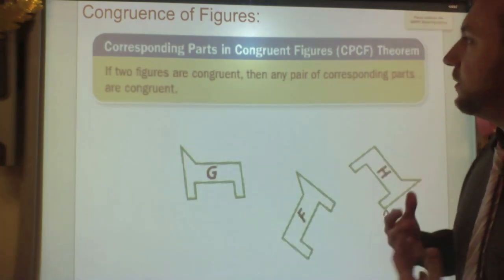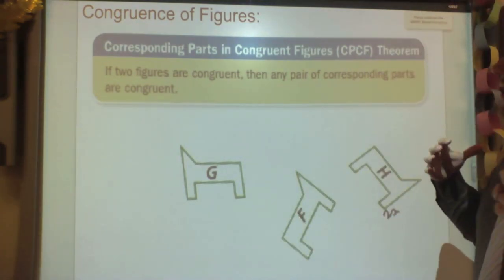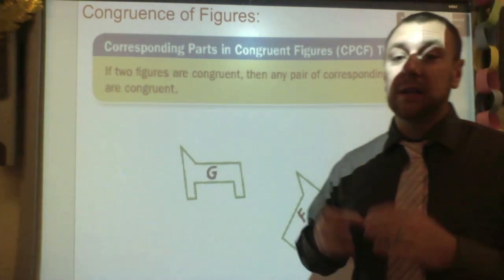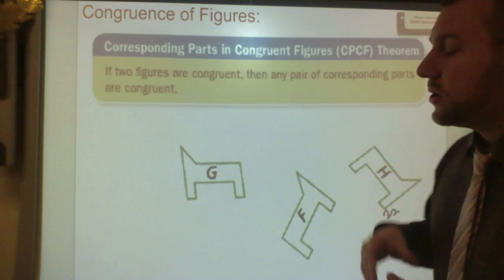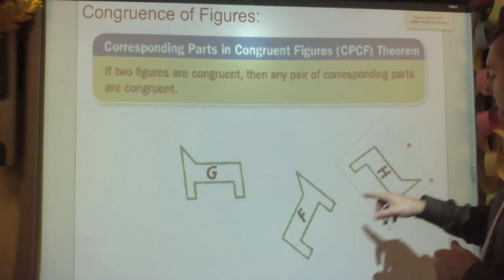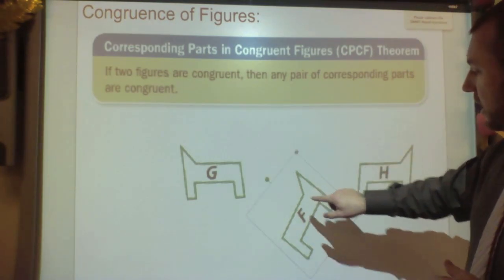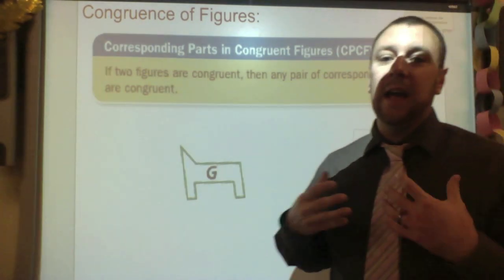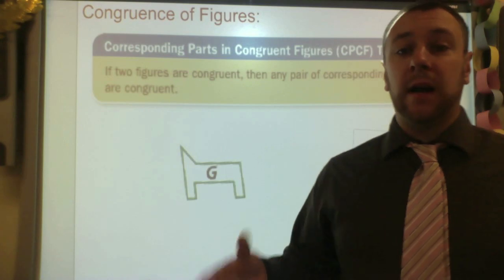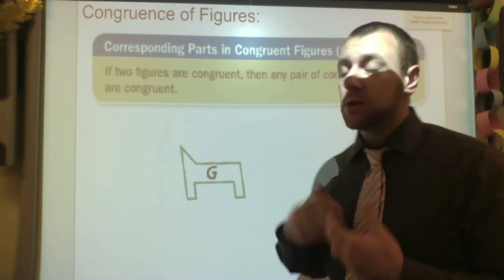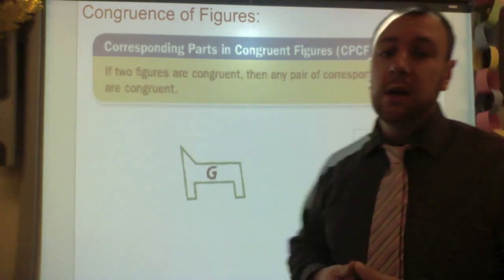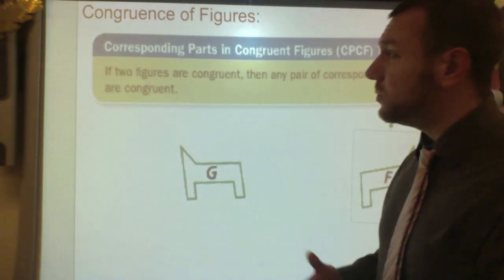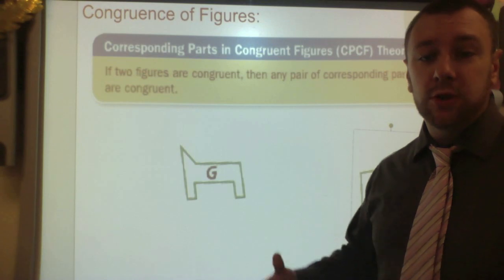Okay, congruent figures, if they're congruent, then any pair of corresponding parts are congruent. So that means I can take any one of these, and if I rotate it, all the sides and the angles are going to match up no matter how I arrange it. Those corresponding parts are side lengths and angles. So we deal with this mostly with triangles.